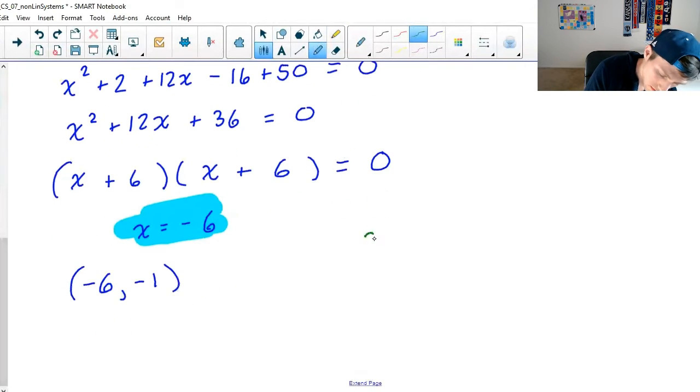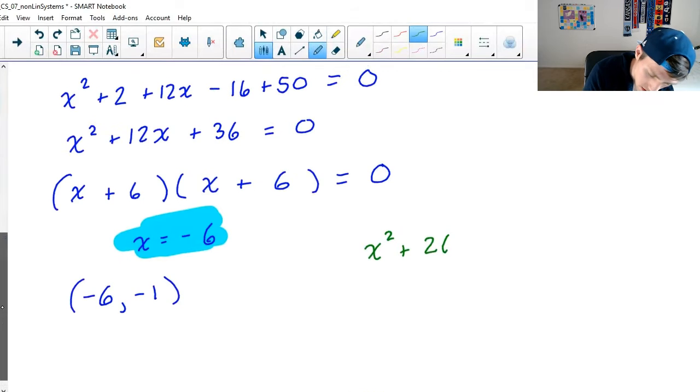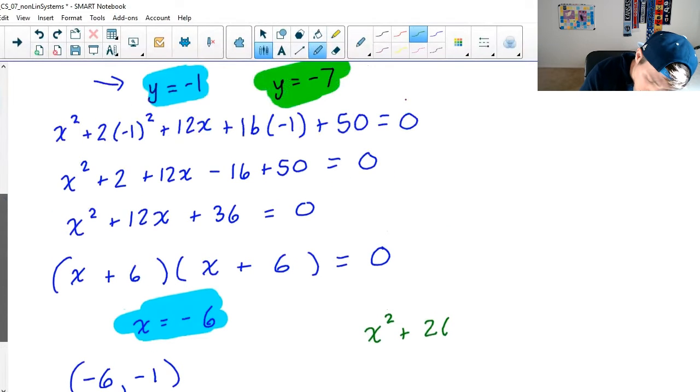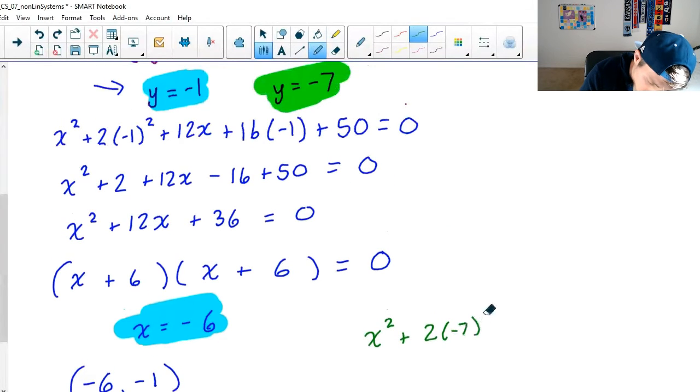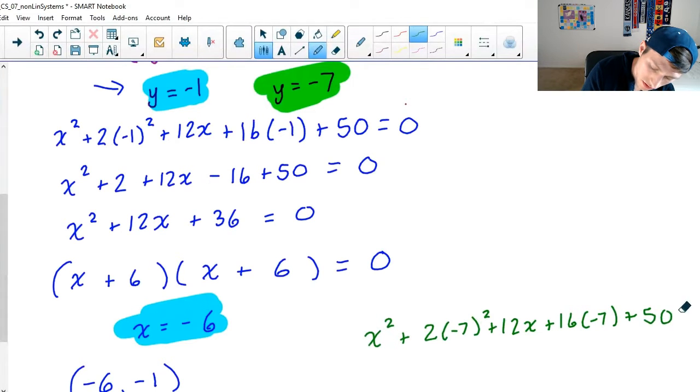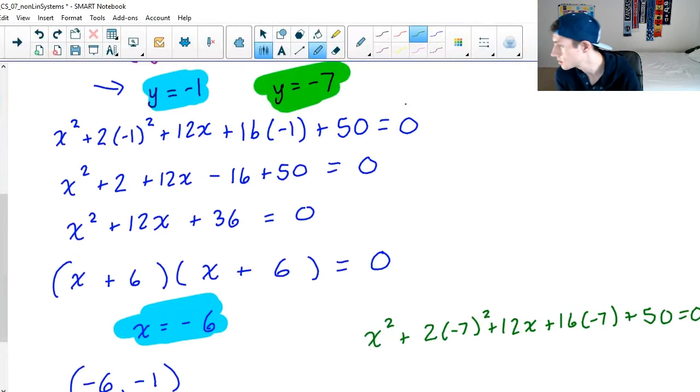So I'll go over here, x squared plus 2. I'm going to have to do a lot of scrolling because I can't remember anything. Negative 7 squared plus 12x plus 16 times negative 7 plus 50 equals 0. Does that all fit on the screen? Just barely. Okay, cool.